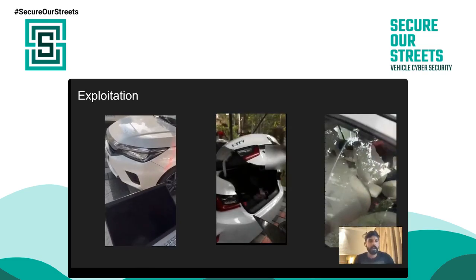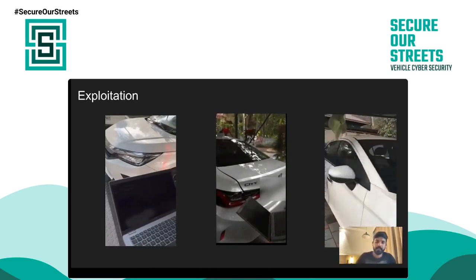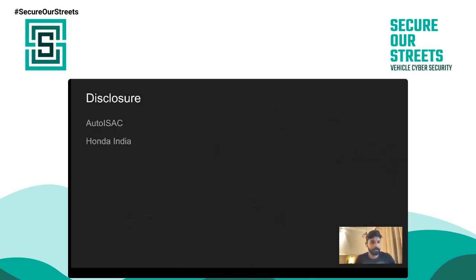So this is how I exploited the vulnerability. When I found it, I reported it to the Auto ISAC first, then to the Honda India team. I got a response from the Honda India team within 10 minutes, and they scheduled a call with me. I demonstrated how I found this vulnerability, and within a matter of time, it took around 3 or 4 hours to fix it. They asked me to recheck the vulnerability. I checked it, and the vulnerability was properly fixed.